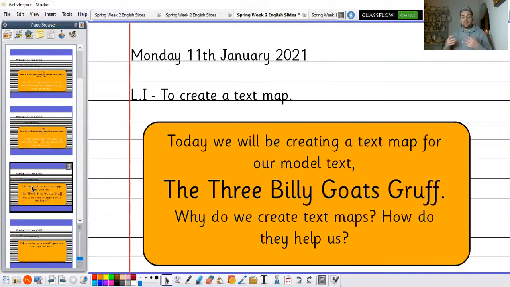Now, usually we would do this all together as a class. We'd create one, wouldn't we, that we all look at on our washing line. However, because we're not able to do that, you are going to be creating your own today. And if you hung up your toolkit the other day, you'll be able to hang up your text map next to it. You'll be able to use that to help you with your story writing as well.